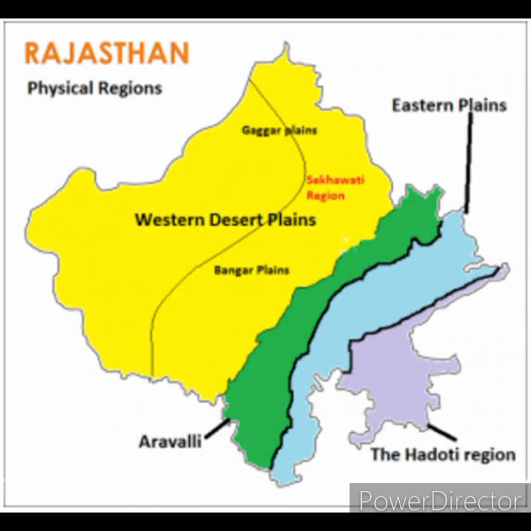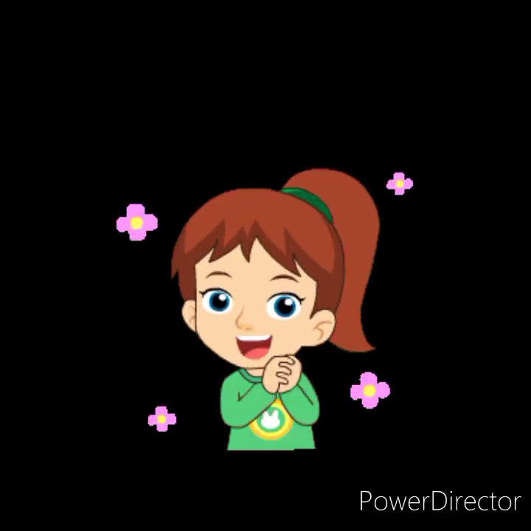The plain along the western coast of India is called the Western Coastal Plain, and the plain along the eastern coast is known as the Eastern Coastal Plains. The two coastal plains meet at Kanyakumari, which is the southernmost tip of India. Important ports on the western coastal plains are Mumbai, Kandla, Panaji and Mangalore. And important ports on the eastern coastal plains are Visakhapatnam and Chennai. So children, this is all about the revision of this lesson.